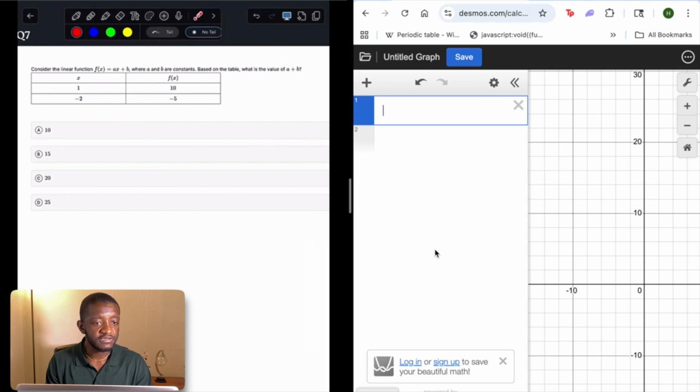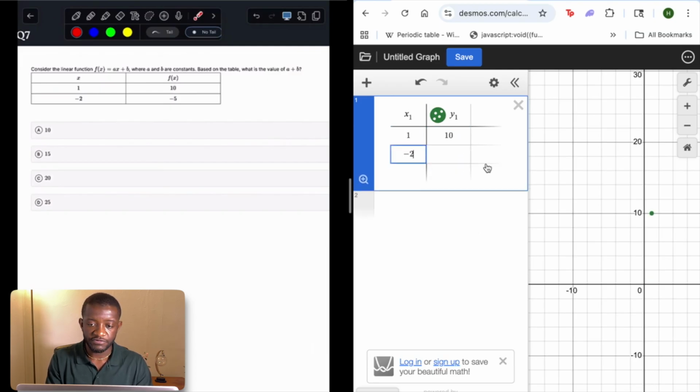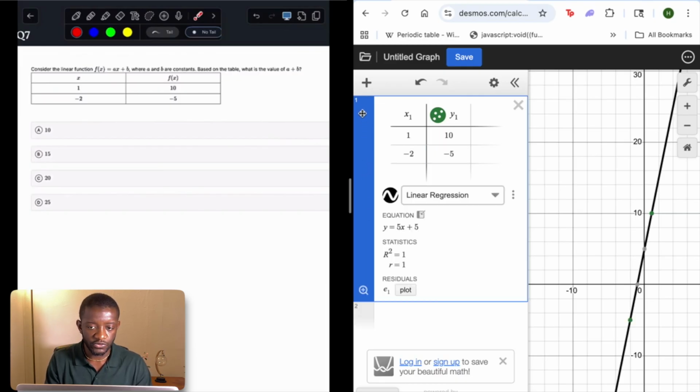So this problem says, consider the linear function f of x equals ax plus b, where a and b are constants. Based on the table, what is the value of a plus b, right? So when you're given a table, the first thing you do is you type table, and then the table comes up and you're going to just replicate what's been given, right? So you have -2, -5, right? And then you click on that little button and it's going to give you basically the equation of the line, right? They told you that the linear function is of the form ax plus b, right?